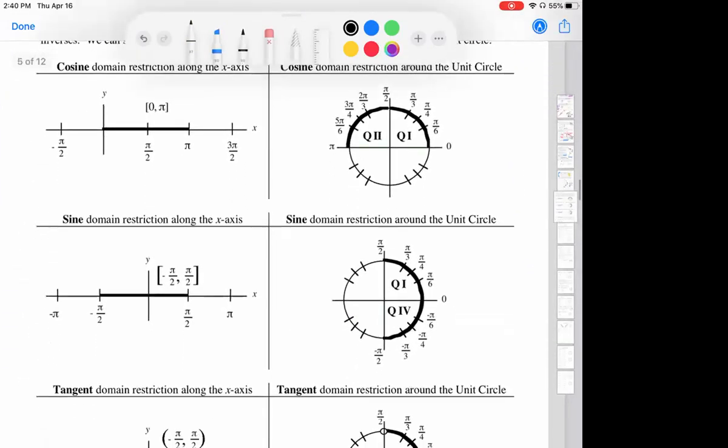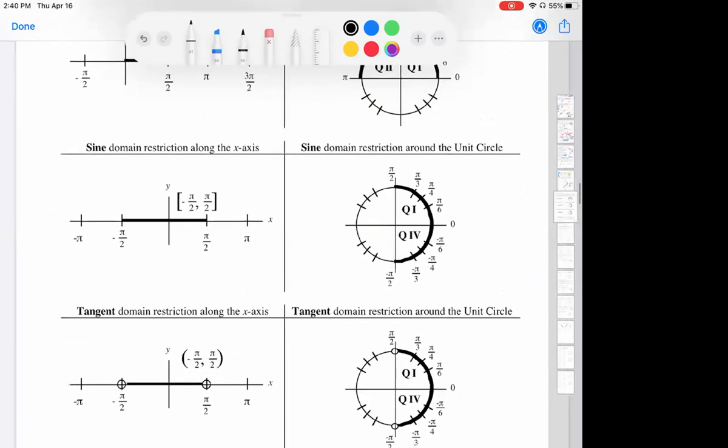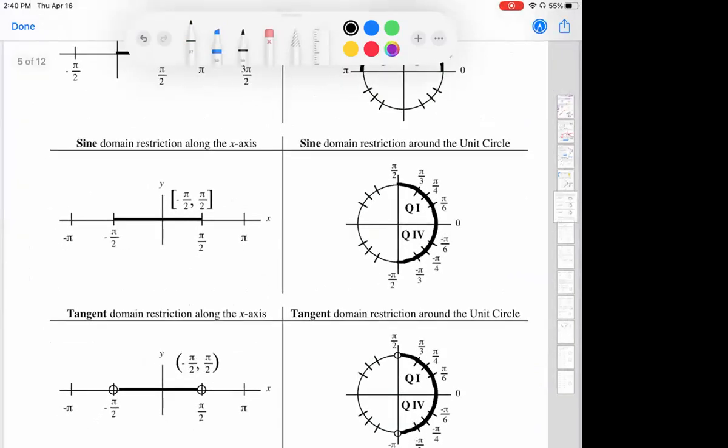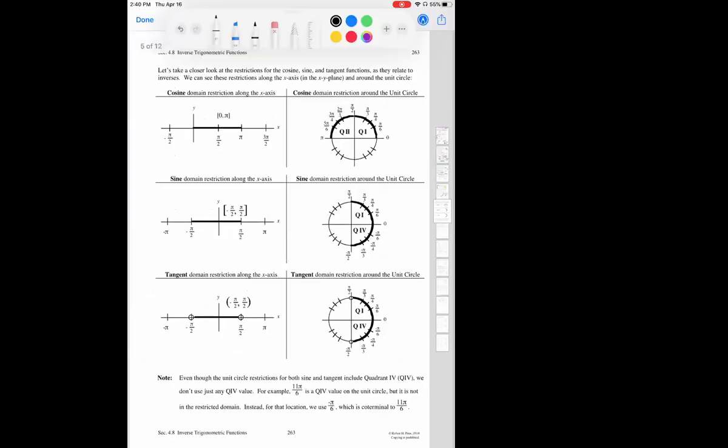Okay, so this one is goal 2. It has that chart we had in the previous page, but it highlights it in a unit circle and a number line. Right, so we can see that cosine is only good from 0 to pi, sine is only from π/2 to -π/2, and tangent same as sine, but we have open intervals. Notice how we have parentheses instead of brackets.